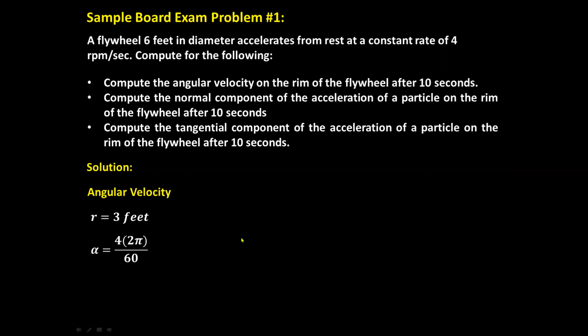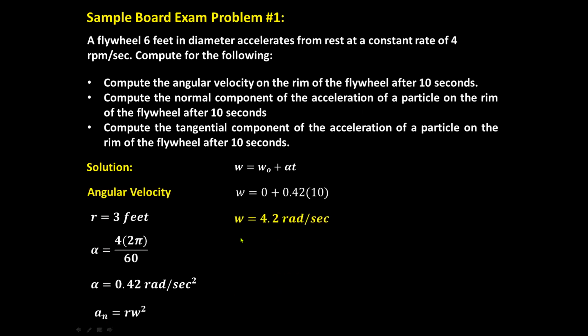Okay, so let's continue. Wala sumasagot. So alpha is equals to 4 times 2 pi over 60. So yan ang value ng ating alpha, 0.42 radian per square second. Then we have to calculate for A sub n. RW square ang formula natin for our normal acceleration. And then yung kinematic equation natin is W is equals to W sub O plus alpha T. Direct substitution. Mahanap natin yung ating W na angular velocity.